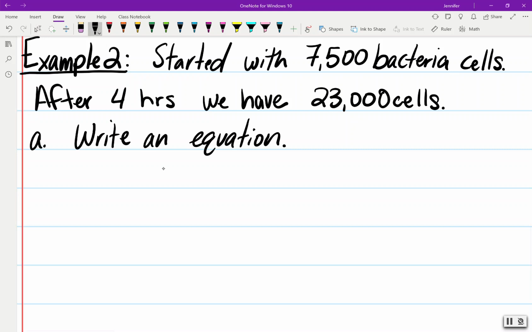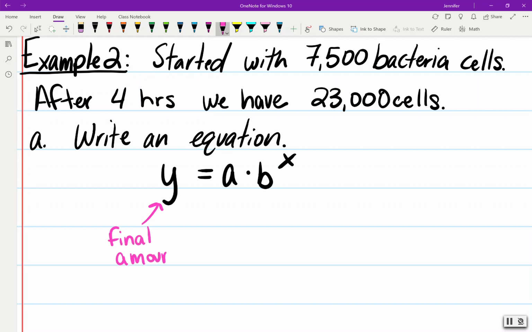This is the equation we're going to use. Y is equal to A times B to the X. Where Y is our final amount. A is the initial, kind of like the equation we used in the last set of notes. B is the rate, and X is going to be time.